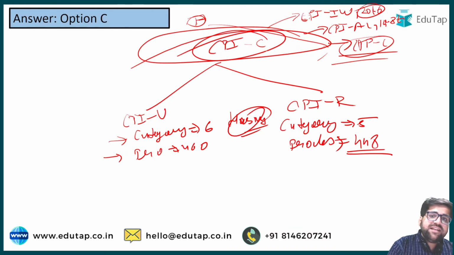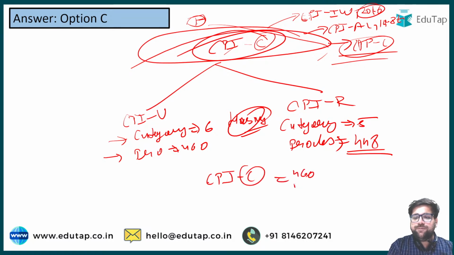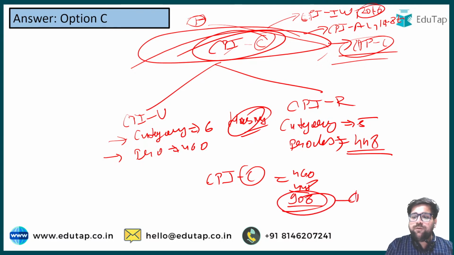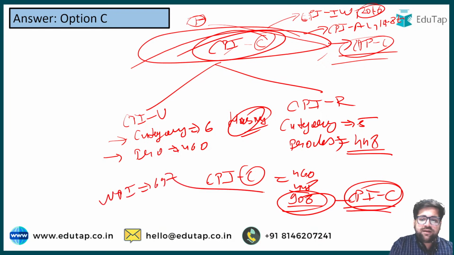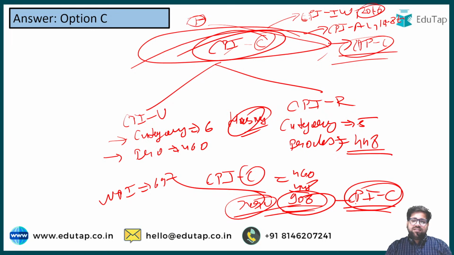The same categories apply to CPI Combined as well, but let's come to that later. That's why if we talk about CPI Combined, 460 plus 448 will be 908. So this is the total number of goods which fall under CPI Combined. That's why you see WPI has 697, but CPI Combined has 908. Why? Because of services. I hope you know about it. So this is the basic structure of how CPI is formed in the Indian economy.